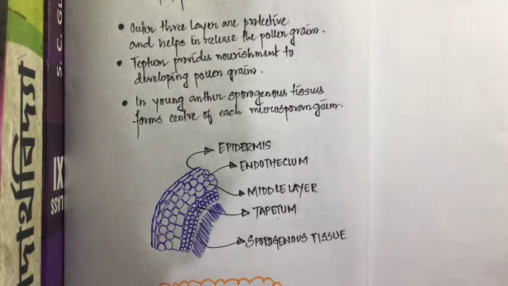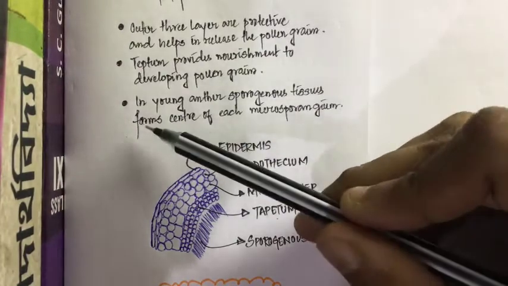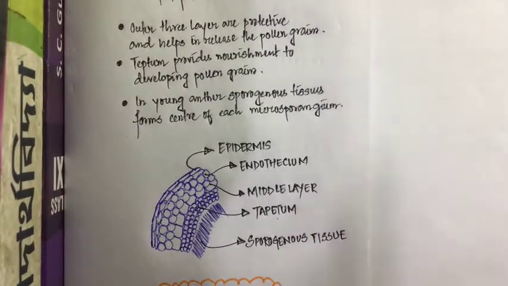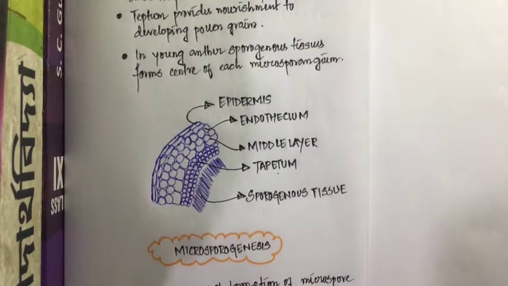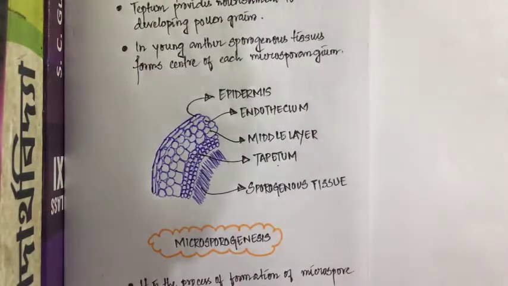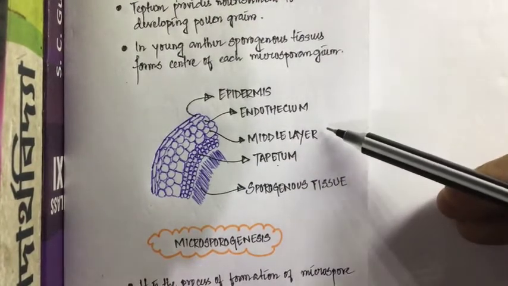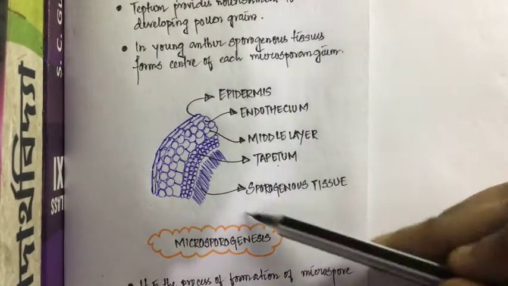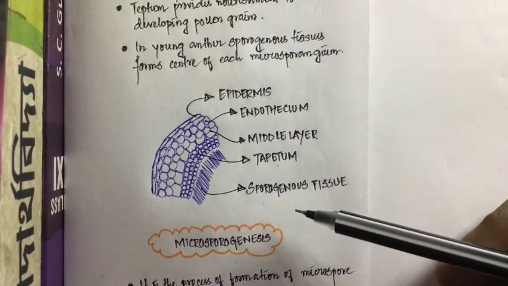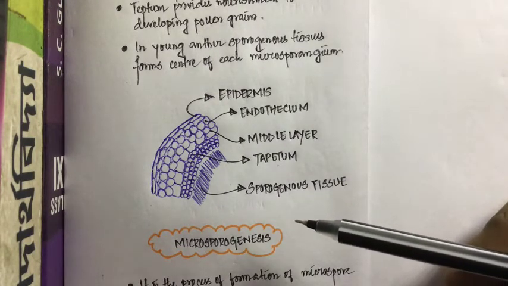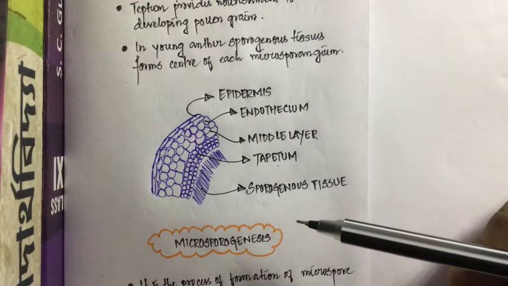The pollen grains which are developing need nourishment. Those cells need nourishment, and that nourishment is provided by this tapetum. Clear? In case of a young anther, the sporogenous tissue forms the center of the microsporangium. Very important thing. If I show you the diagram of a complete microsporangium, a section of it, you will see the outermost layer epidermis, then endothecium, then middle layer, then tapetum, and finally the central part is filled with sporogenous tissue.